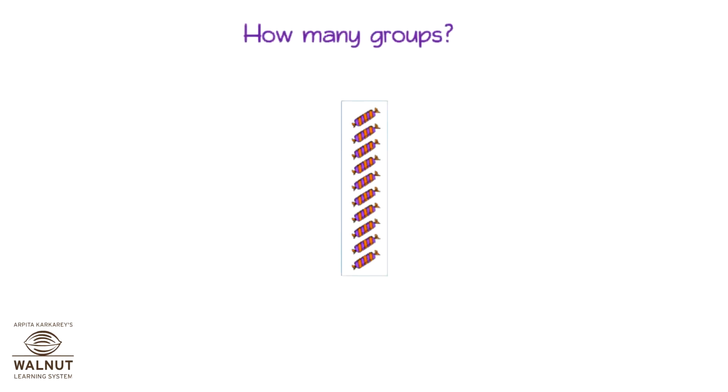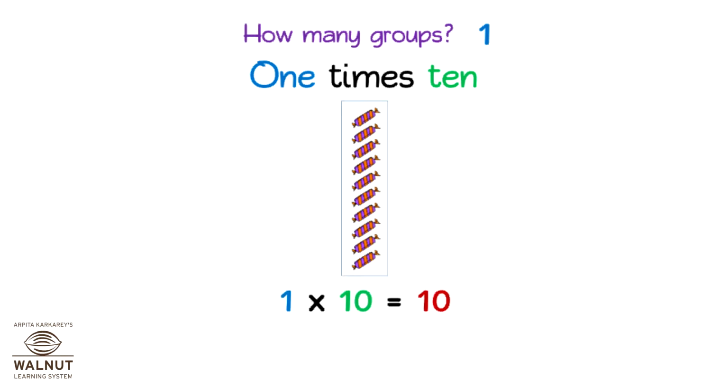To create the 10 times table, we take a group of 10 things each time. How many groups do we have? 1. That is 1 times 10. We write it as 1 multiplied by 10, which is 10. We read it as 1 tens are 10.